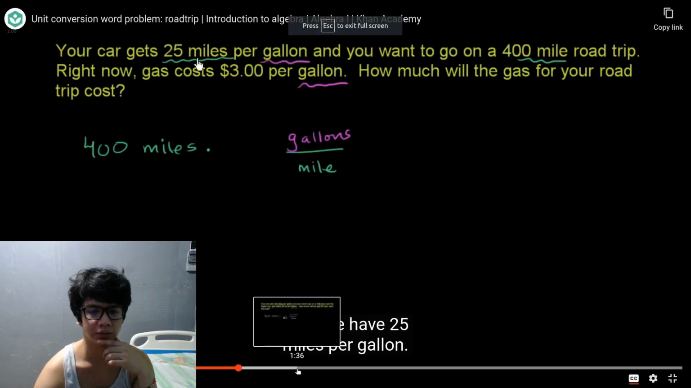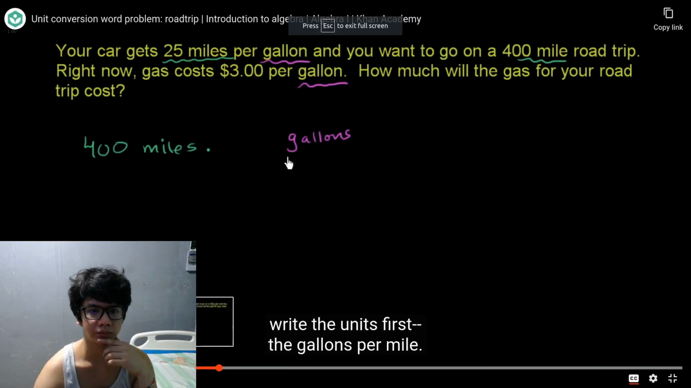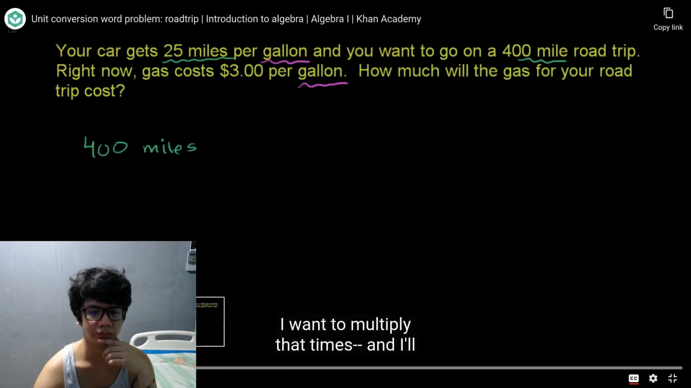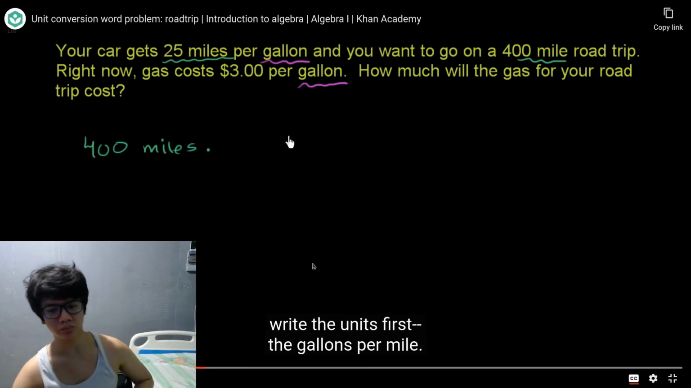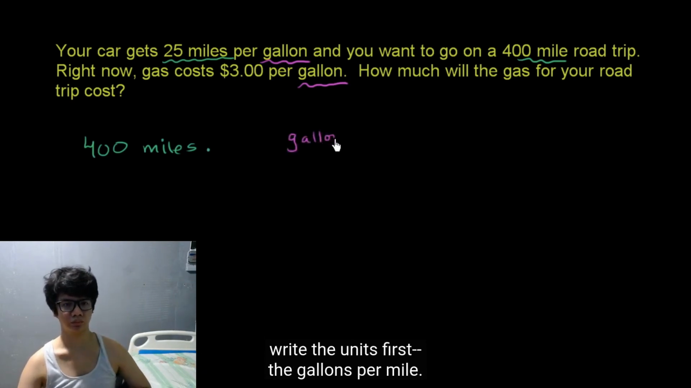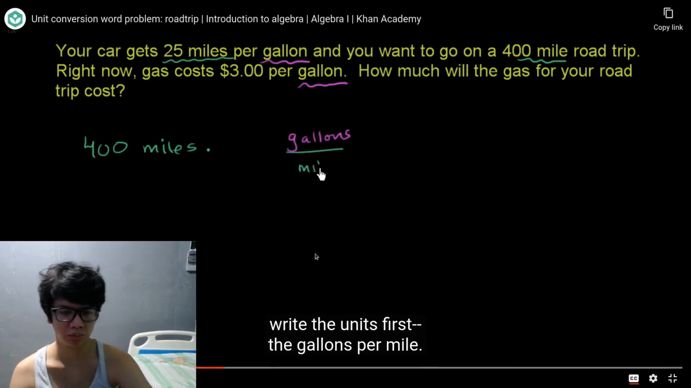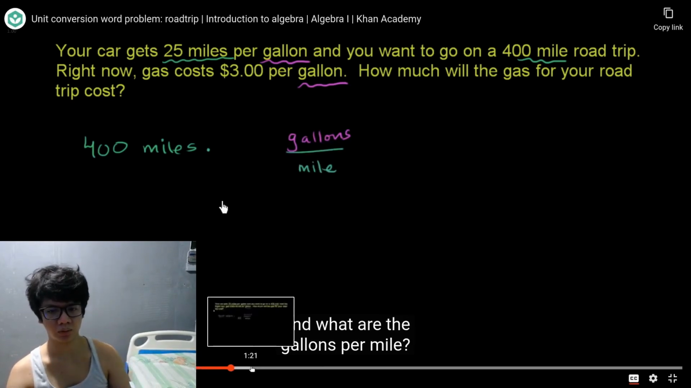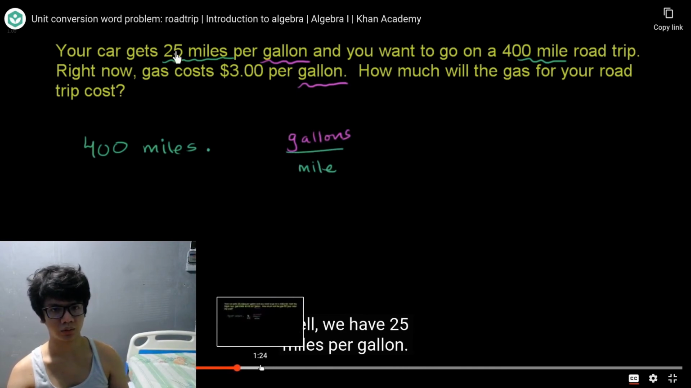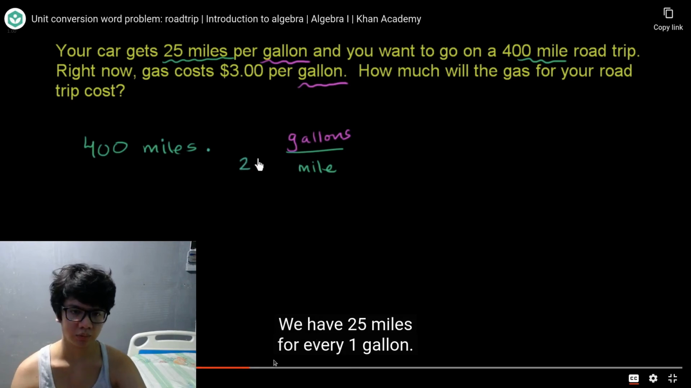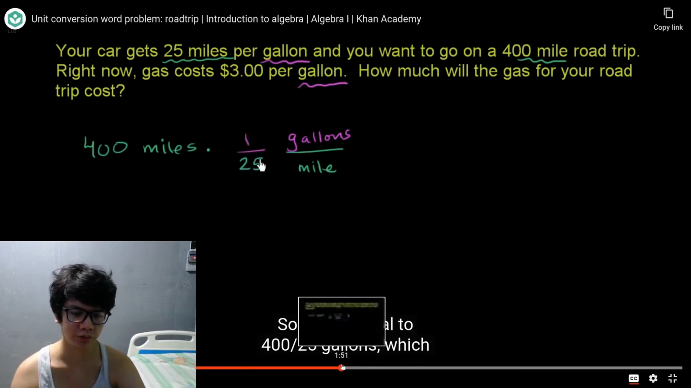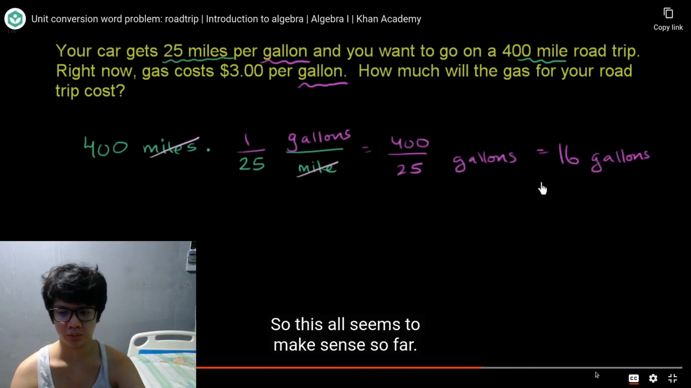The whole purpose is that the miles cancel, so I want to multiply times the units first. The gallons per mile. And what are the gallons per mile? We have 25 miles per gallon. You wrote it like that so you can cancel things out? Sure, so far.